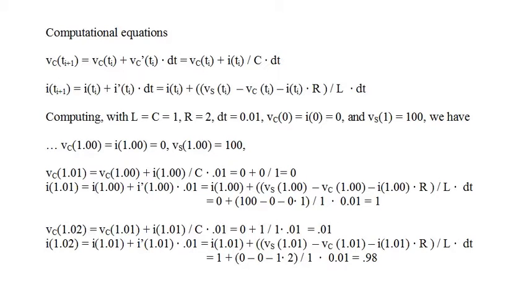Here are some hand calculations you can peruse if you like. Everything is 0 until t equals 1, and in the middle of the screen you'll see at time t equals 1, Vc, capacitor voltage is 0, the current is 0, and the signal at time t equals 1 is 100. Then we calculate by hand the values for t equals 1.01 and 1.02.